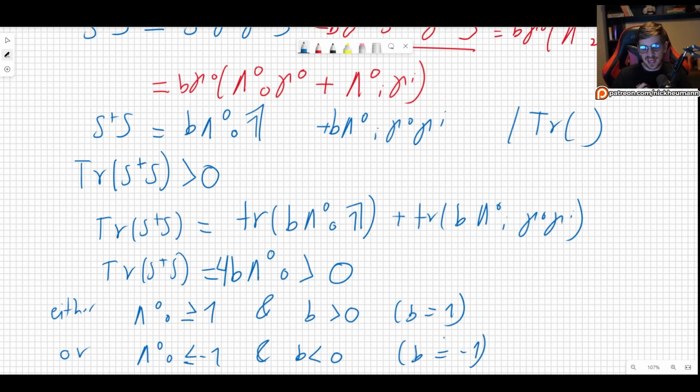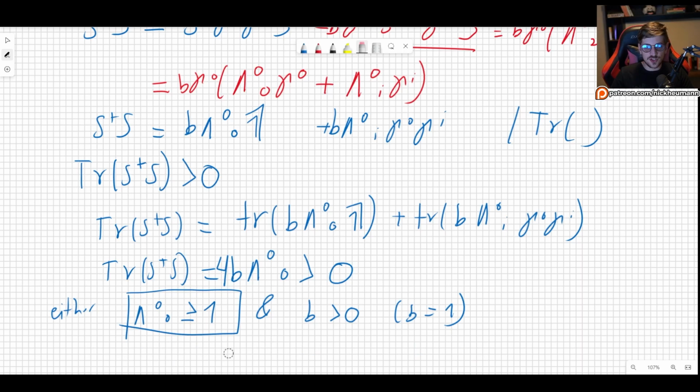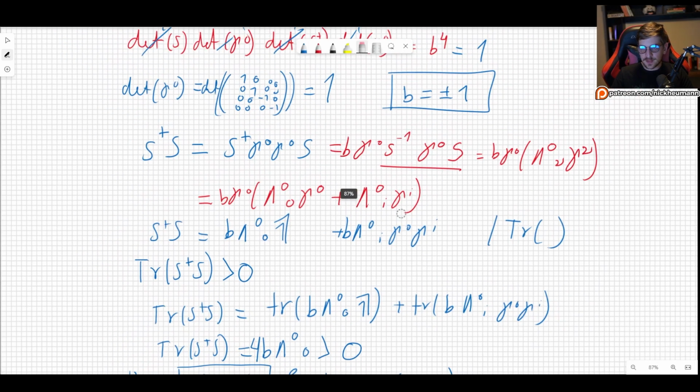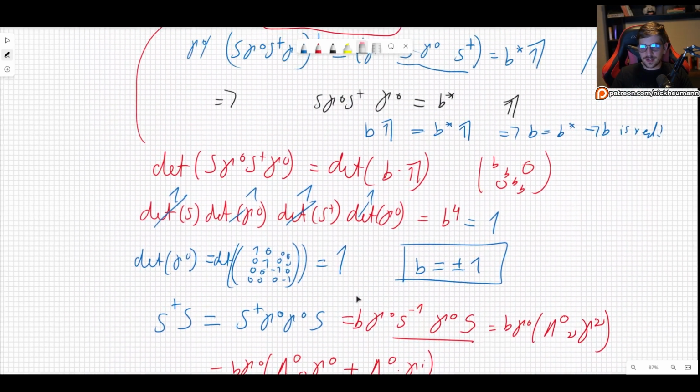However, as we saw, we are interested in the proper orthochronous Lorentz transformations, which of course means that this should be greater or equal to 1, right? And we can just build anything else on top of that. That's why we care about that point. So that means that b is going to be equal to 1. So we have just finally figured out what b is.